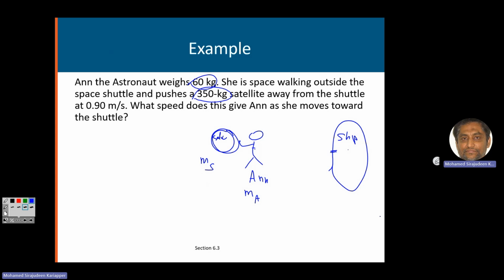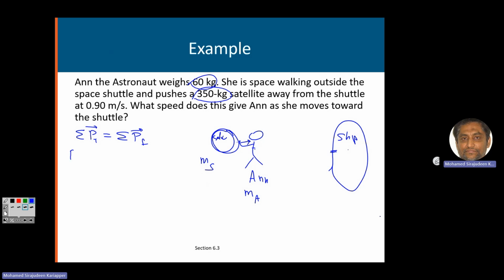So here, you push this, and this guy will experience a force, so he will move backward. But we solve this problem by applying the conservation of momentum. This is a very nice way of doing this. Initial total momentum is equal to final total momentum. This is what we are going to apply.